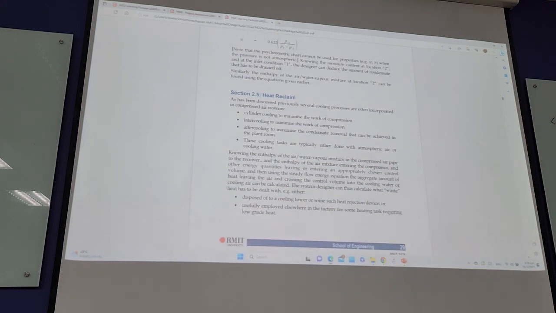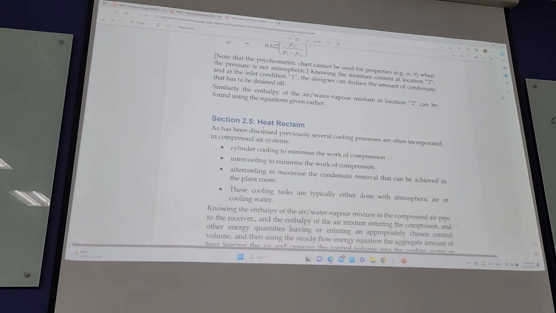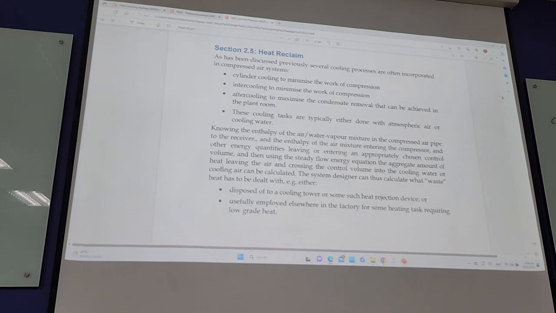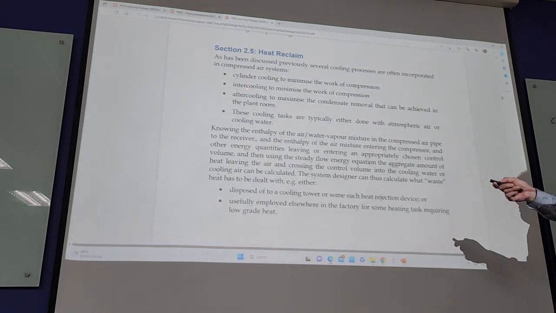Alright, and later we will do this heat reclaim. Later we'll go through this heat reclaim for your project. So this is what happened. The objective, why we want to have this heat reclaim.